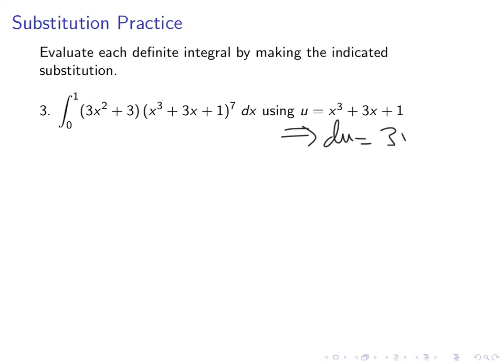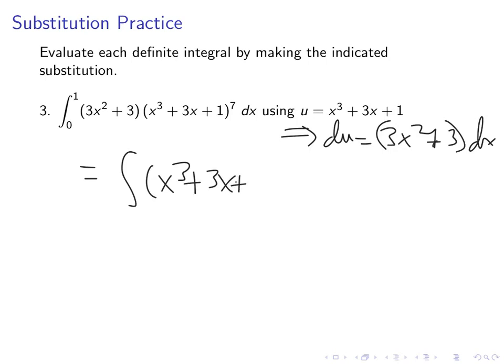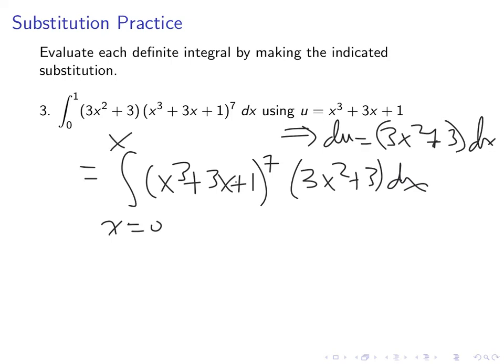du is 3x squared plus 3 dx. And so I've got my x cubed plus 3x plus 1 to the 7th times 3x squared plus 3 dx, and that's from x equals 0 to x equals 1, and all I'm doing is rearranging the terms. I didn't really do anything. I just put this term over with that term so that I can see it. Now I see this is du, and this is u to the 7th.